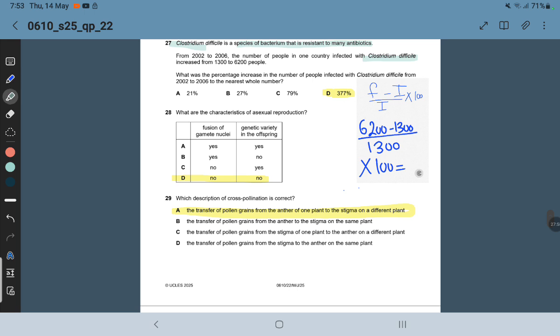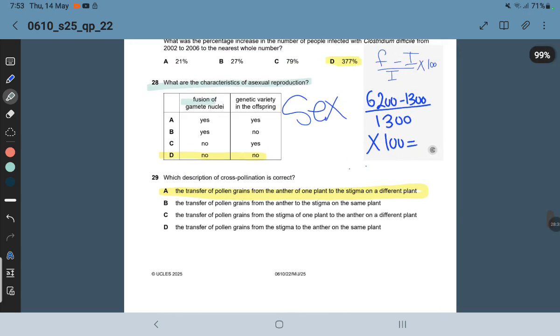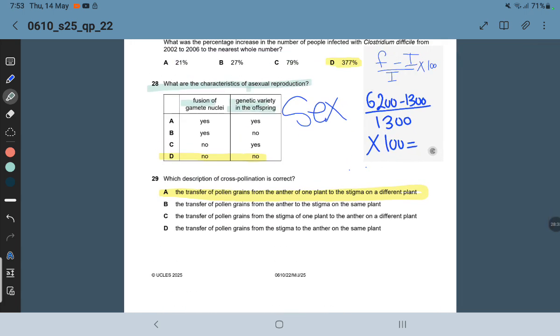It's saying here, what are the characteristics of asexual reproduction? Asexual reproduction does not involve fusion of gametes, because fusion of gametes occurs only in sexual reproduction. Genetic variety, of course there is none, because if you refer to the June 2025 question paper 21 variant 1 that I solved in the video before, you can see that there was a plant, and that offspring was removed from that plant. So by basic logic, it will not be different, it will be genetically identical.